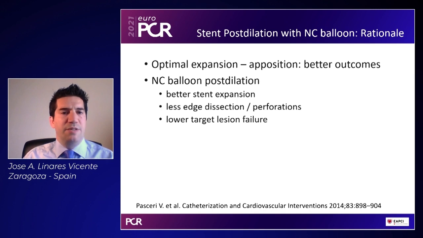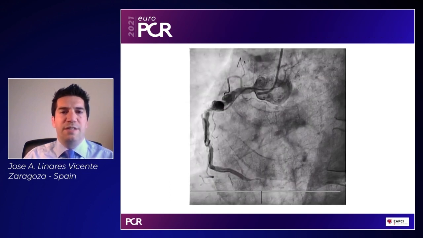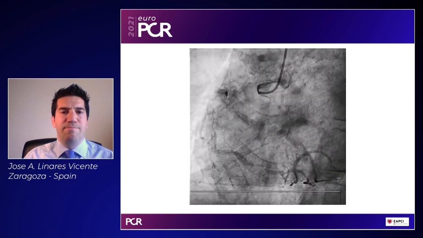As all of you know, optimal stent expansion and apposition are key to improve outcomes. Non-compliant balloon post-dilation, or NC balloon post-dilation, is related to a better stent expansion, fewer complications, and lower target lesion failure at follow-up. However, due to their different construction, non-compliant balloons have inferior crossability that can be an issue in calcified anatomy, proximal stent edge malapposition, or tortuosity, as seen in this angiography.